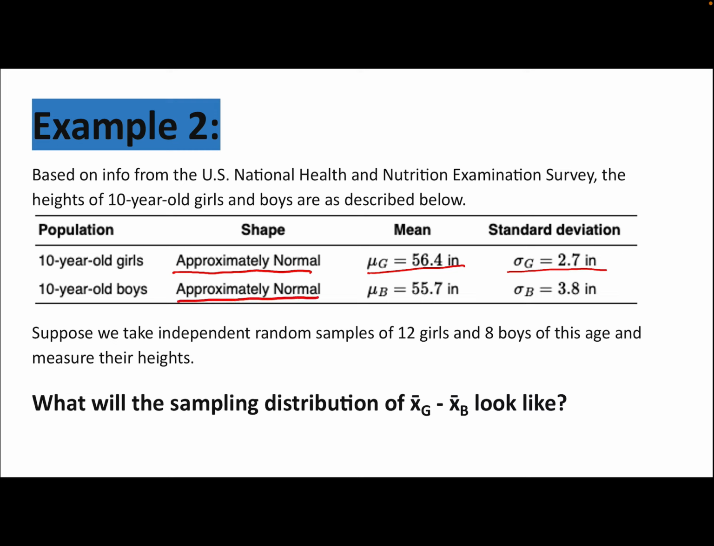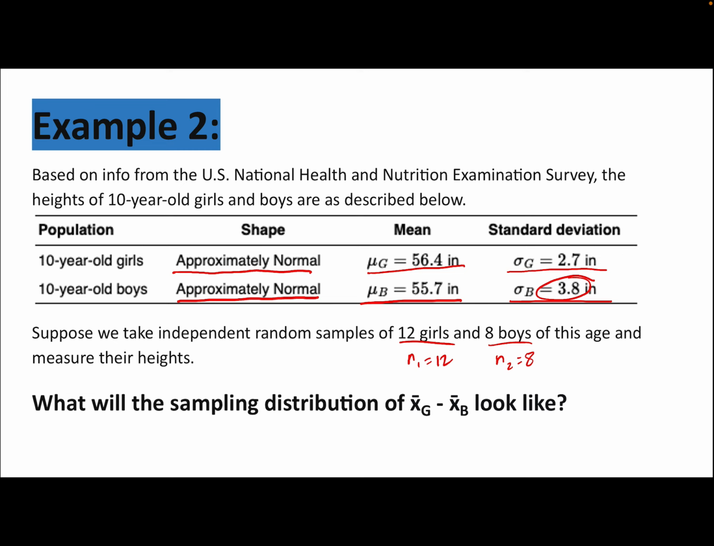For 10-year-old boys, again, normal. Mean is 55.7. Standard deviation is 3.8. So at this age, boys are actually a little bit shorter than girls on average, and their heights are a little bit more spread out than girls typically. So suppose we take independent random samples of 12 girls. Our sample size for group 1, which is girls, is 12. And then 8 boys, so our sample size for group 2, which is boys, is 8. And then we measured their heights for the sample.